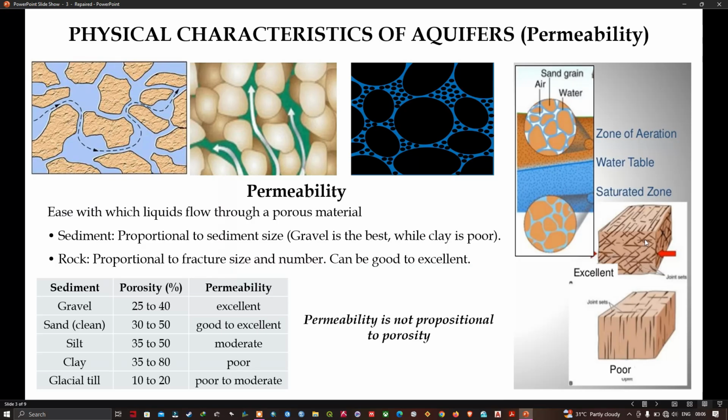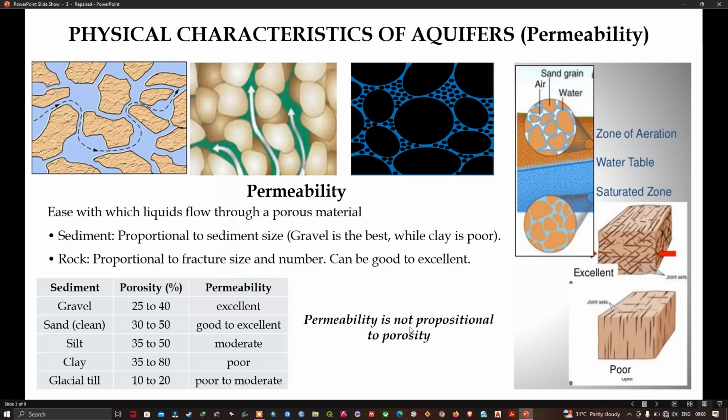So now we have to ask a question. Is there any relationship between the permeability and the porosity? For the first time, you can say yes. But after we define the permeability and we define the porosity, we can say no. We can say that the permeability is not proportional to the porosity.